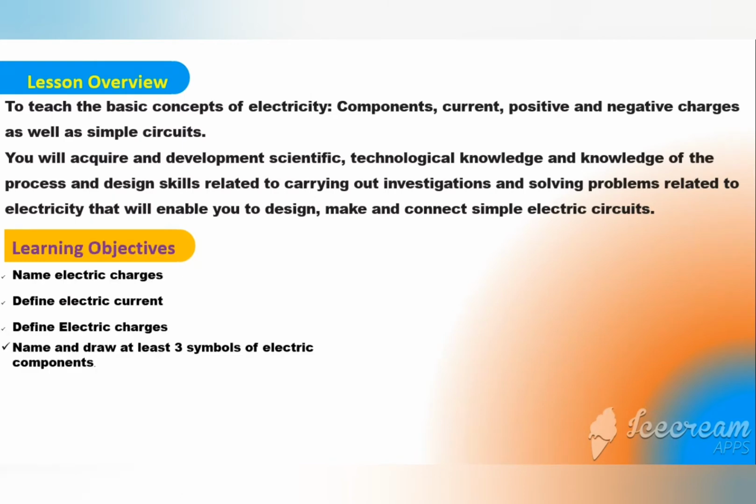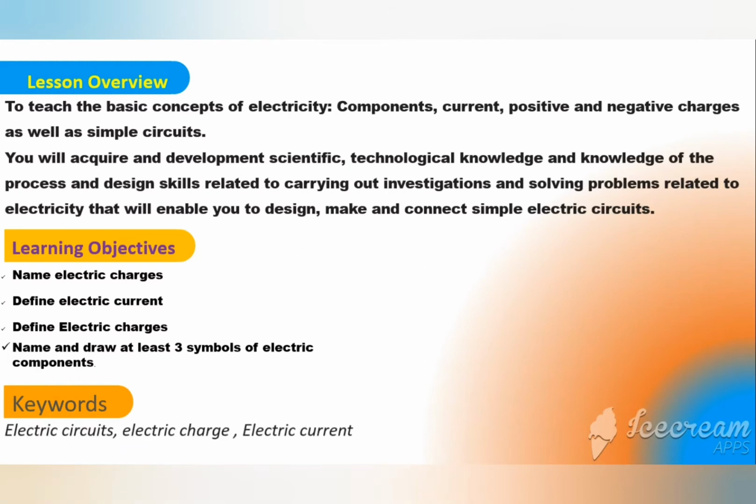Today's learning objectives. By the end of this lesson, you should be able to name two electric charges, define electric current, define electric charges, and name as well as draw at least 3 symbols of electric components.